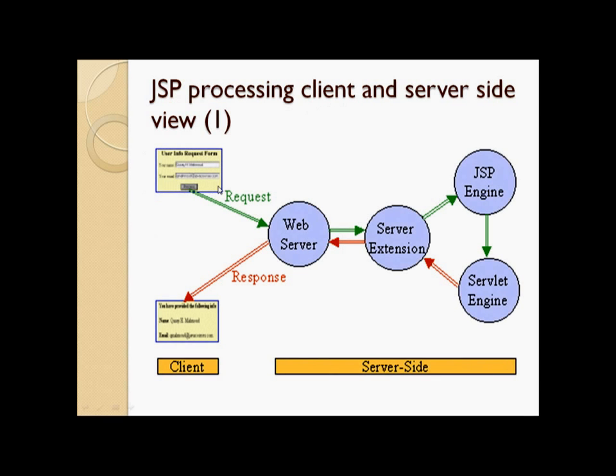This diagram will give you a clear understanding of how a JSP page will process. There are two parties involved: one is the client side, and the other is the server side. By using the client machine, the client will open the website and fill in the form. The client will provide all the details, which will be considered a request from the client. It will reach the web server through the internet connection. Then the overall processing will be taken care of by this web server.